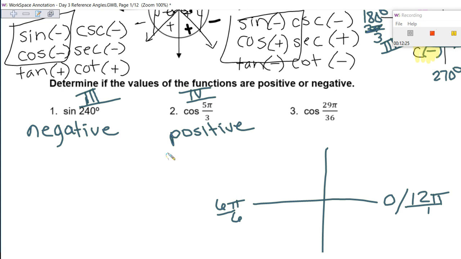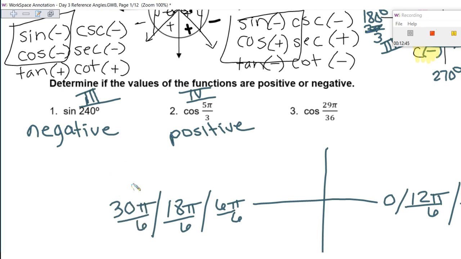Then over here would be 18 pi over 6. Over here would be 24 pi over 6. Then over here would be 30 pi over 6. So if 30 pi over 6 falls right here on the x-axis, where would 29 pi over 6 fall in which quadrant? Quadrant 2. So if I'm talking about quadrant 2, is the cosine positive or negative in quadrant 2? Negative.